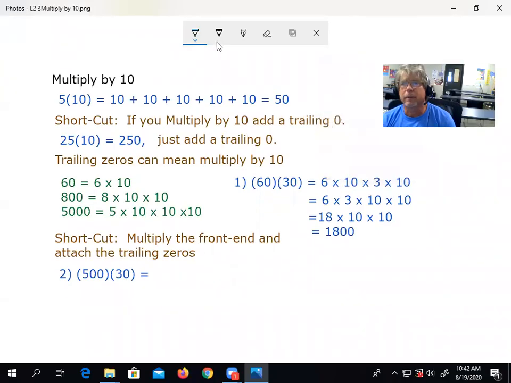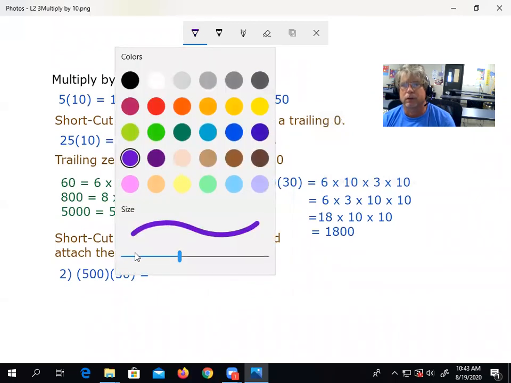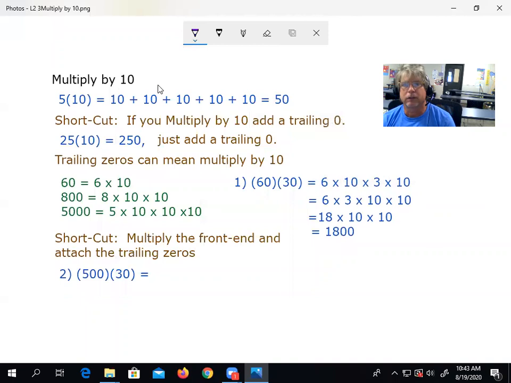So let's get into multiplying by 10. When I multiply by 10, we know that 5 times 10 means 10 plus 10 plus 10 plus 10 plus 10. It means 5 tens. And we know that 5 tens would be 10, 20, 30, 40, 50 by counting by tens. Now there's a shortcut.